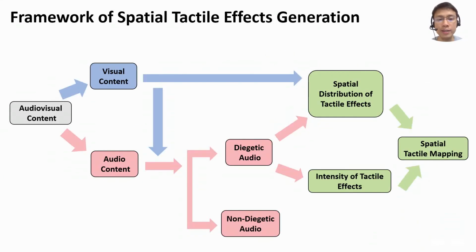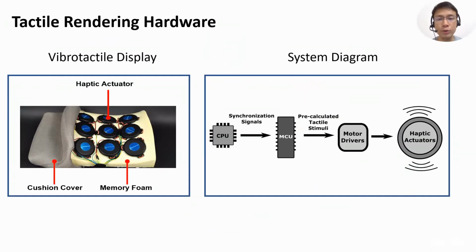At this point, I have talked about every part of the framework we have built to automatically generate the spatial tactile effects. To demonstrate the performance of our framework, we built the following tactile rendering hardware. A Vibrotactile display was built using a chair cushion with an array of 3 by 3 haptic actuators. A control system was developed to send the tactile effects.